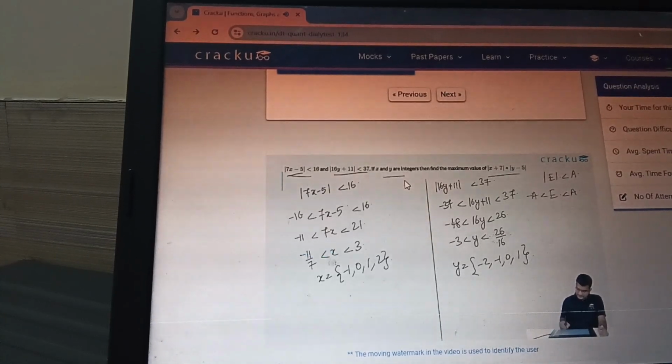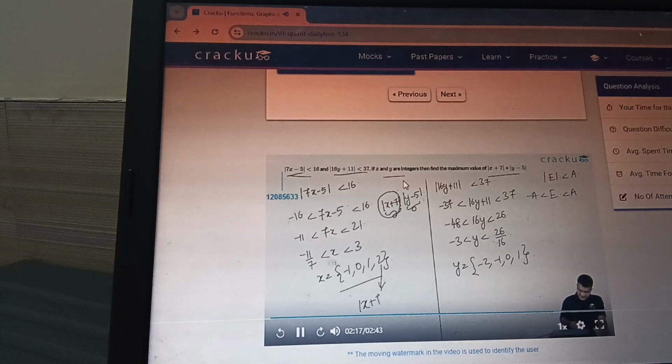Now what we are required to maximize is modulus of x plus 7 into modulus of y minus 5. Both of them are independent and both of them are modulus. So let us try to maximize each one of them separately. What is the maximum possible value of x plus 7 if x is lying between minus 1, 0, 1 and 2? It will happen if x is equal to 2 and the maximum value of modulus of x plus 7 is equal to 9.